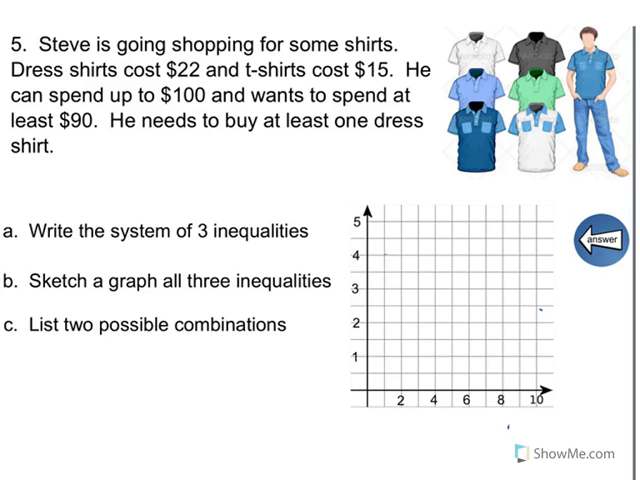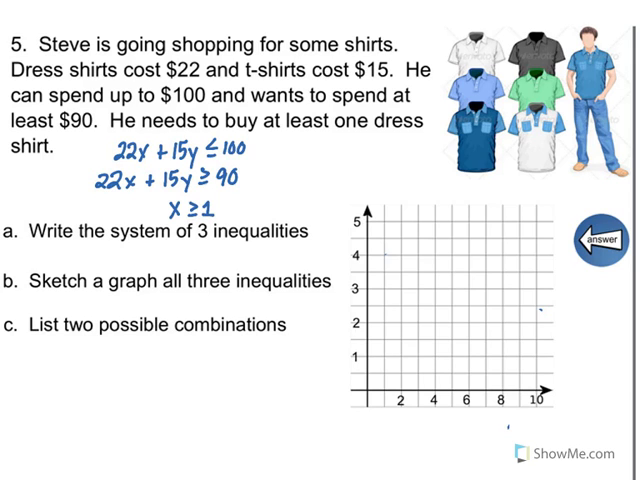The first inequality is going to consist of the number of dress shirts, so 22 for each dress shirt, 15 for each t-shirt. He can spend up to $100, so he can spend less than or equal to 100, so he can't spend more than 100. But we also know that he wants to spend at least 90. So 22x plus 15y is greater than or equal to 90. So there's two of our inequalities. And he needs to buy at least one dress shirt. So we need x to be greater than or equal to 1.